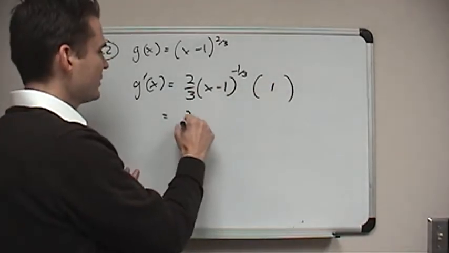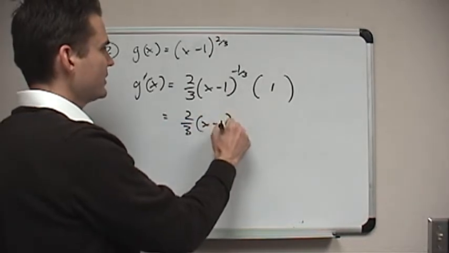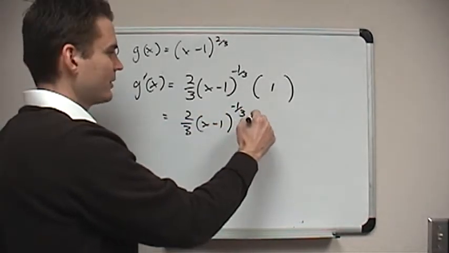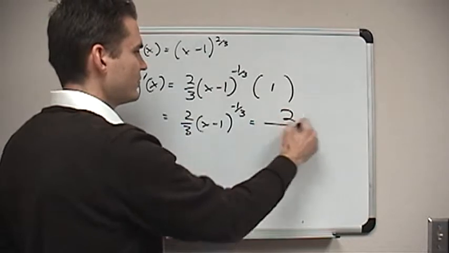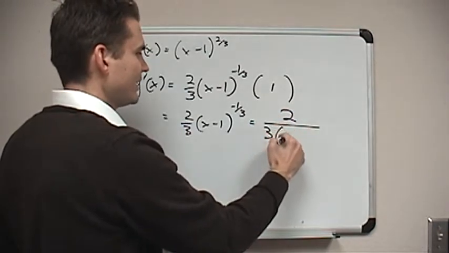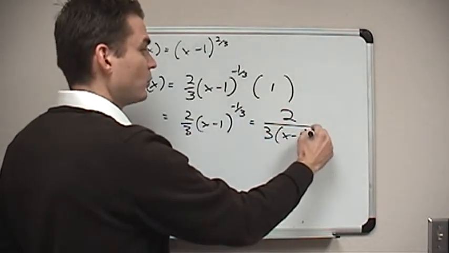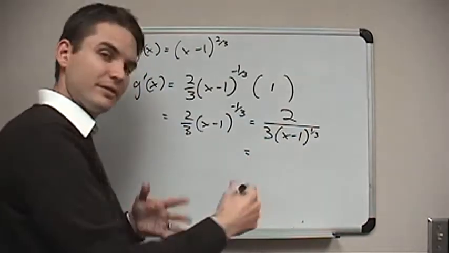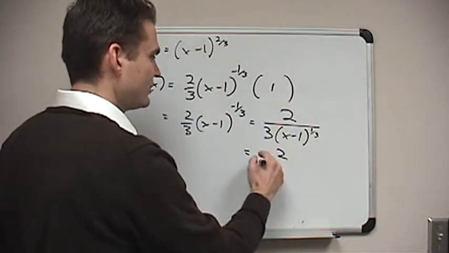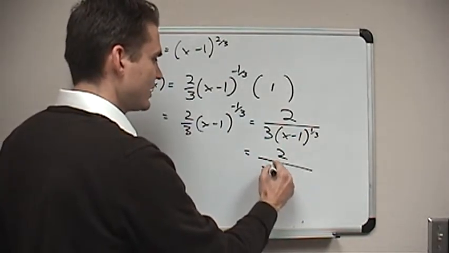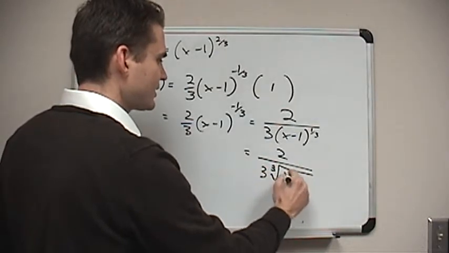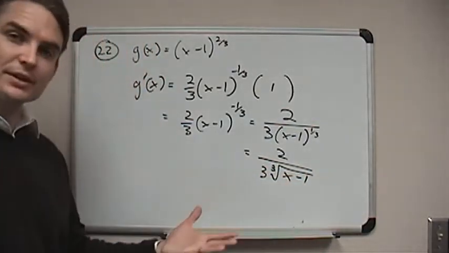So this is 2/3 times (x minus 1) to the negative 1/3 power, or in other words, 2/3 times 1 over (x minus 1) to the 1/3 power, which finally again we can write as 2 over 3 times the cube root of x minus 1. Okay, that's our derivative.